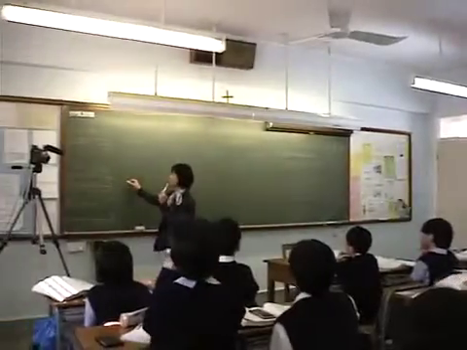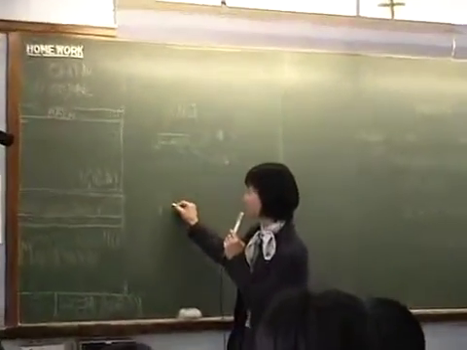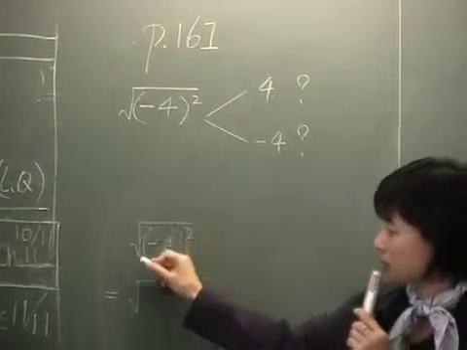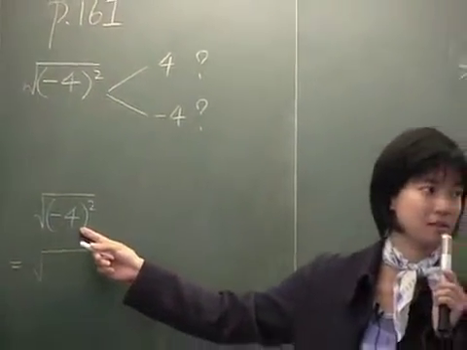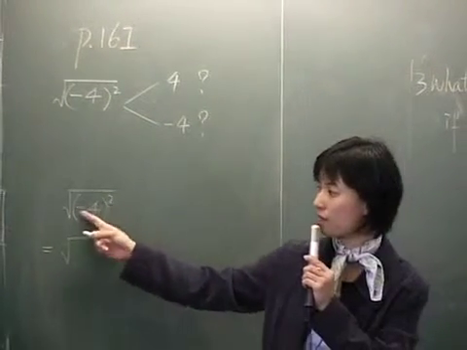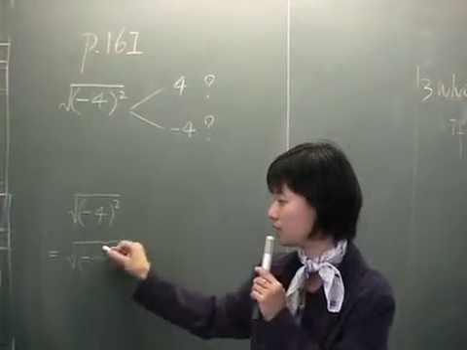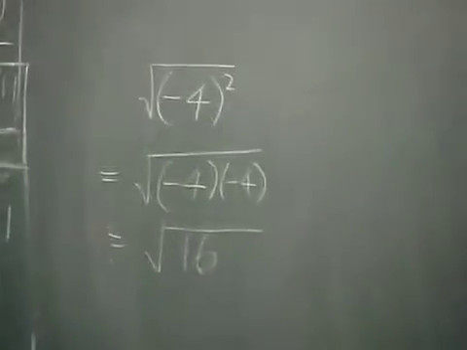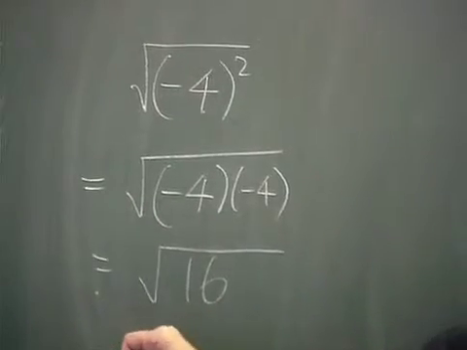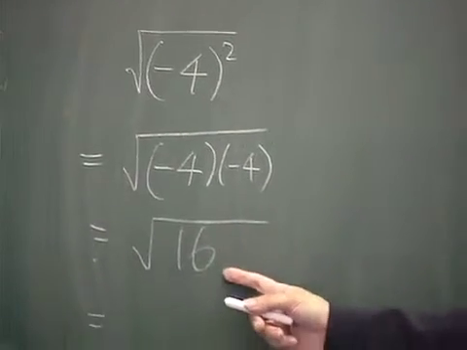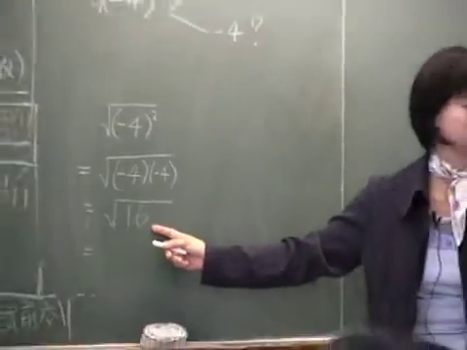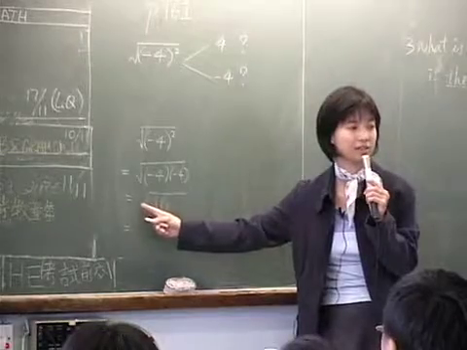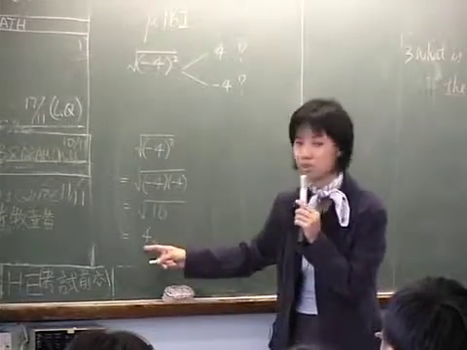So, the square root of the square of negative 4, you can calculate the number inside. The square of negative 4 is equal to negative 4 times negative 4, so it is equal to positive 16. So in this case, the answer is 4. Why? Because there is no negative sign in the front, so the answer must be positive.